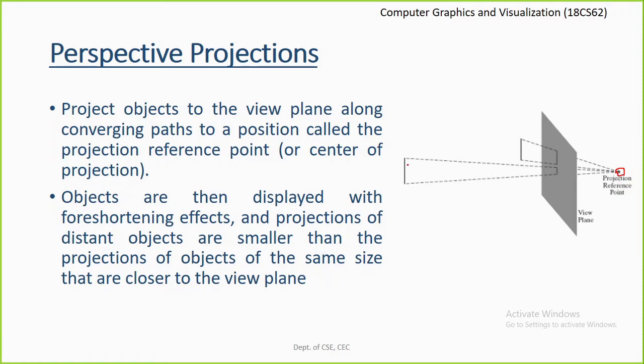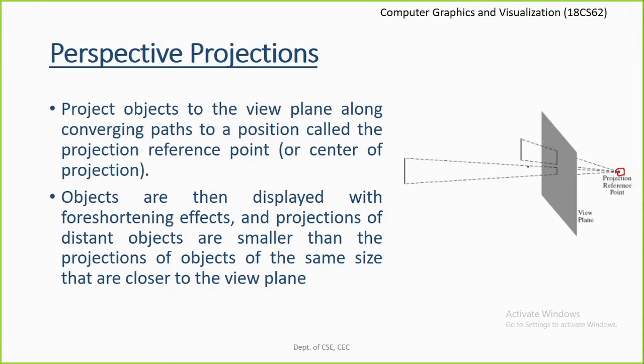It is used to project the objects to the view plane. This is a view plane here. So we have the projections of the objects on the view plane, along converging paths. These paths converge to a position called the projection reference point. One more name for this point is the center of projection. We use this perspective projection to project the objects onto the view plane, where the projection lines converge at the point called the projection reference point. We call this point by the acronym PRP, projection reference point.